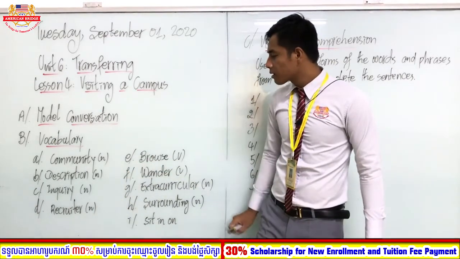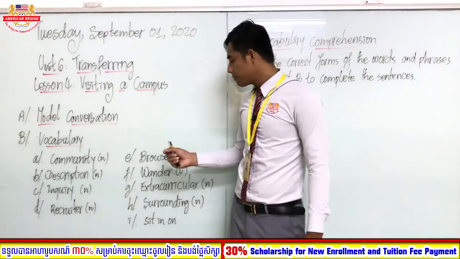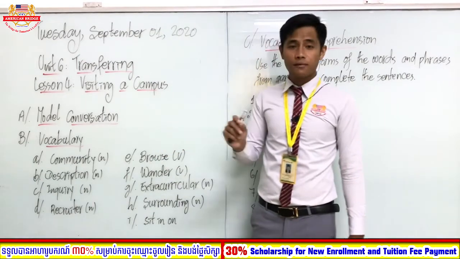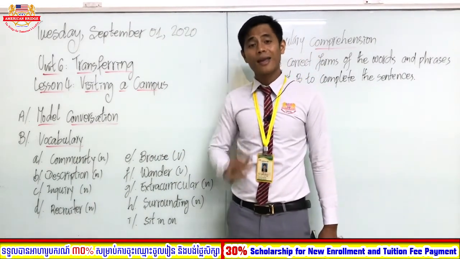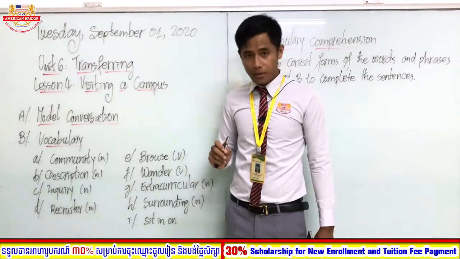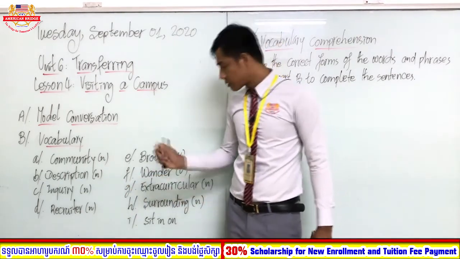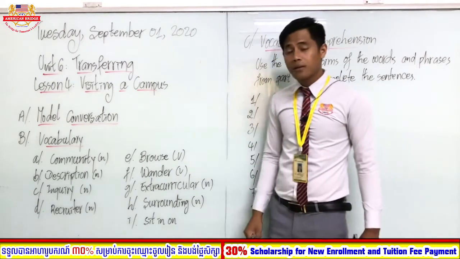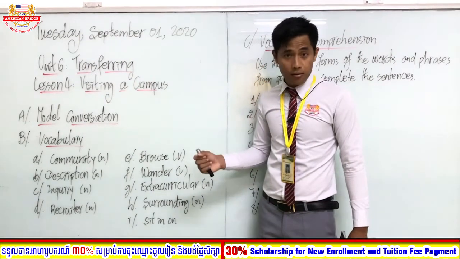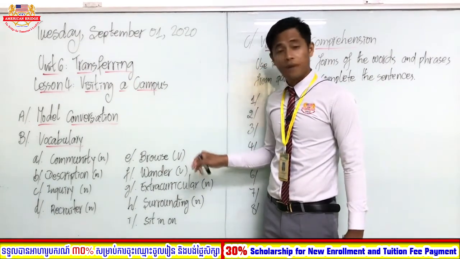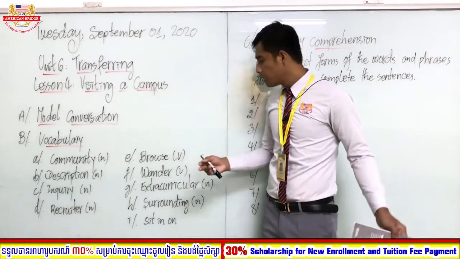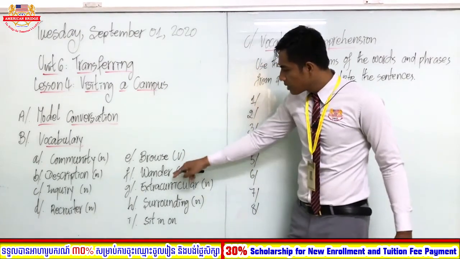Right. B, recruiter. Recruiter means a person whose job is to persuade students to study at the university, or to persuade people to work in a specific company. So we call it recruiter. E, browse means to look around, or we can say to look at a website, or look for something on the internet, some websites, like this.